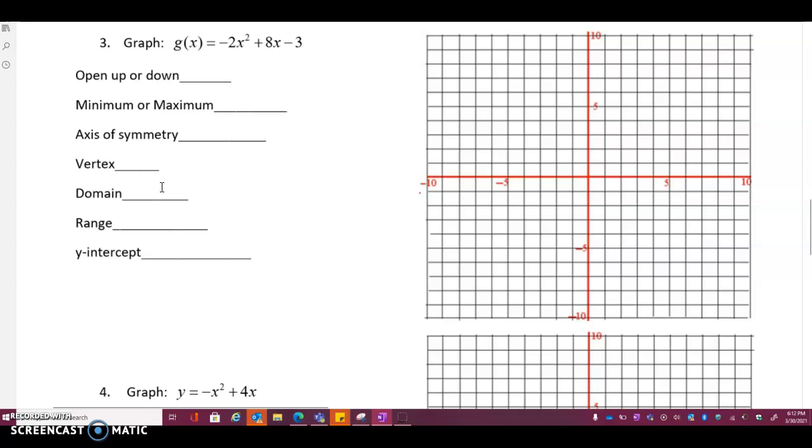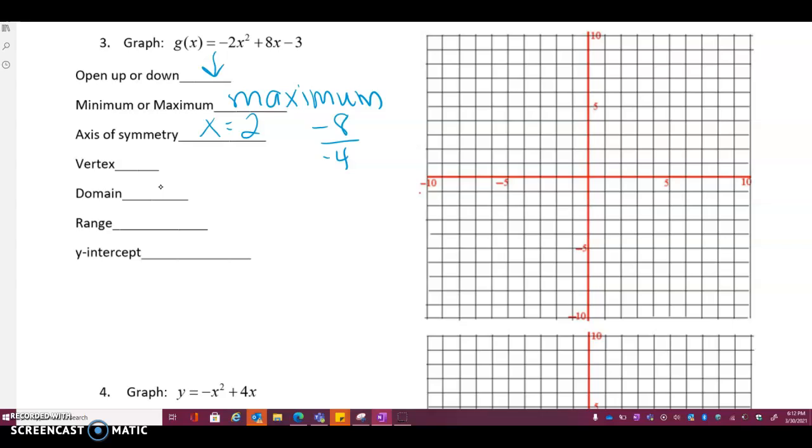So looking at this problem 3, A is negative, so we know it's going to go down. Okay, is that a minimum or maximum? Well, the vertex then is going to be the maximum, right, because my graph is going down. Axis of symmetry, we need to find. So the opposite of B is -8 over 2A would be -4. So I'll get x equals 2.